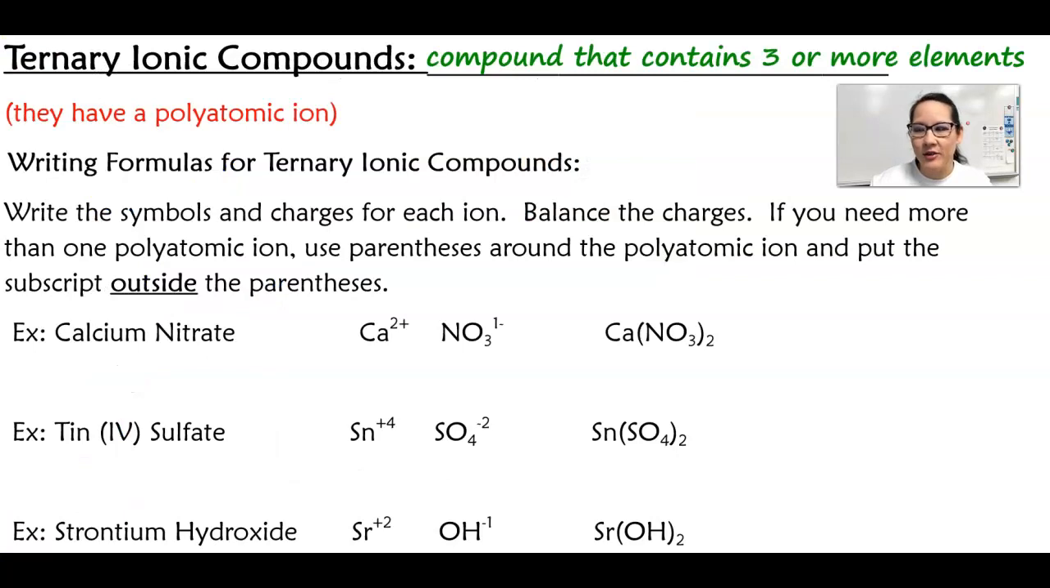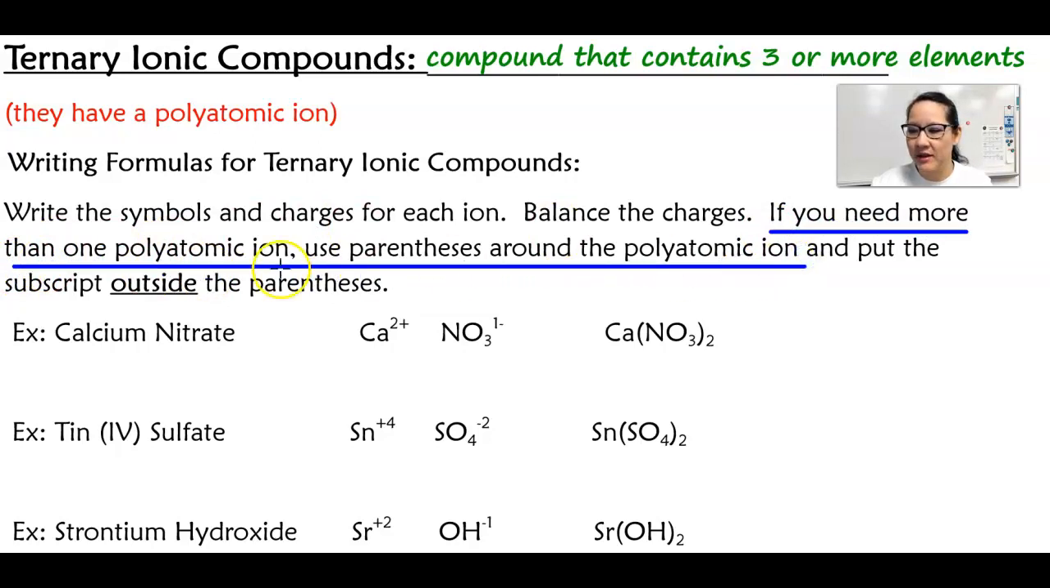Ternary ionic compounds are compounds that contain 3 or more elements. They have a polyatomic ion. So to write the formulas for ternary ionic compounds, you write the symbols and the charges for each ion, and you balance the charges. Then this is very important: if you need more than 1 polyatomic ion, you have to use parentheses around the polyatomic ion, and you put the subscript on the outside of those parentheses.